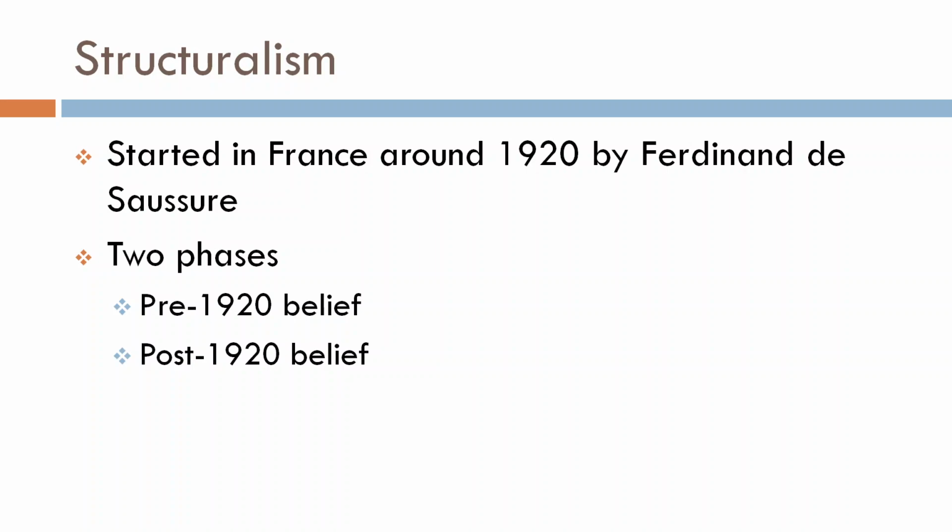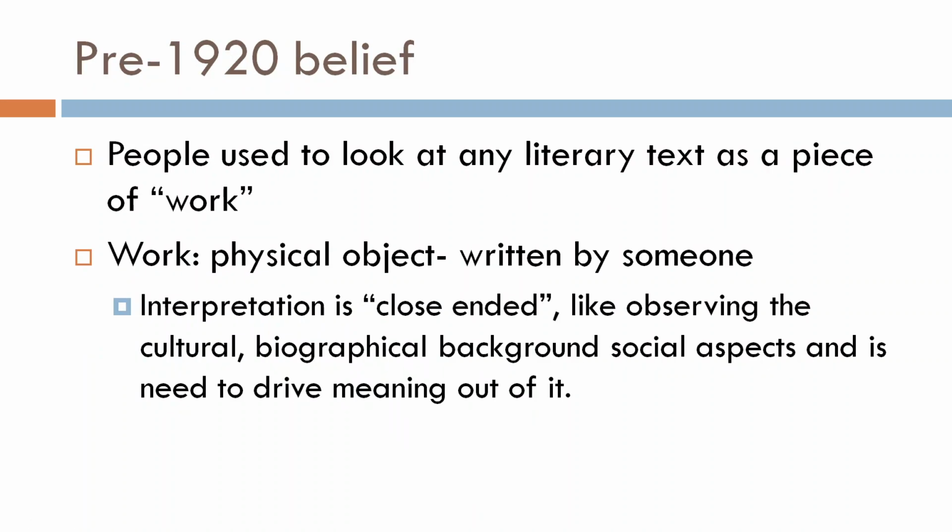To understand the movement, we should divide the history into two phases, that is pre-1920 belief and post-1920 belief. What is pre-1920 belief? People used to look at a literary text as a piece of work. That's all, a work. What does work mean? A work is something like a physical object, or a book written by someone. Example, Hamlet by Shakespeare. It's just a book, a work written by someone. So the interpretation is close-ended here.